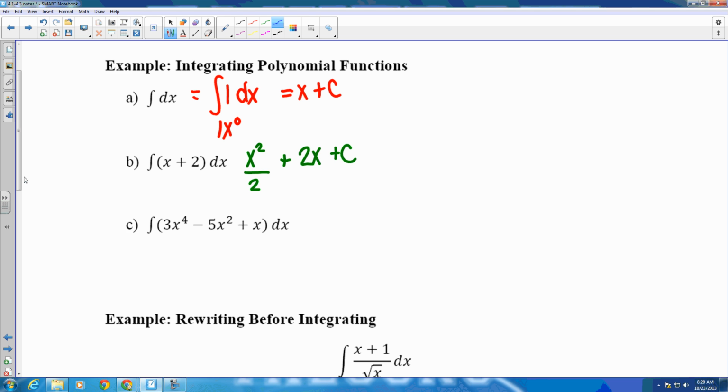The 3 stays out front. We're really only concerned with the exponents. It gets raised to a 5 and we divide by that number. The second gets raised to the third, and we divide by that number. The x is to the second, we divide by that number, plus c.